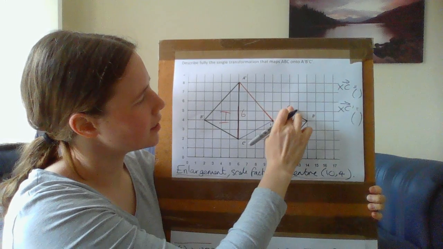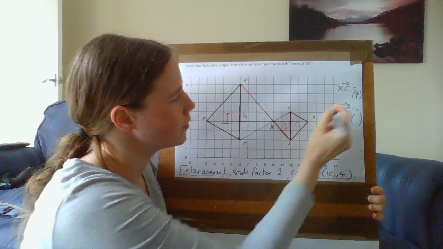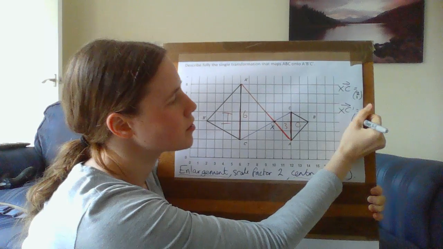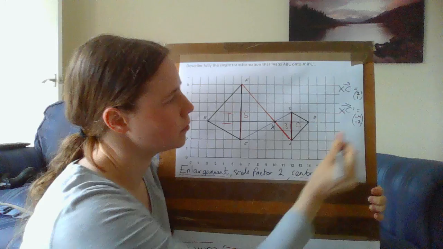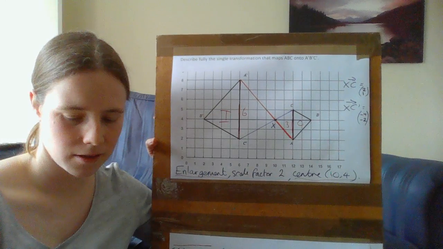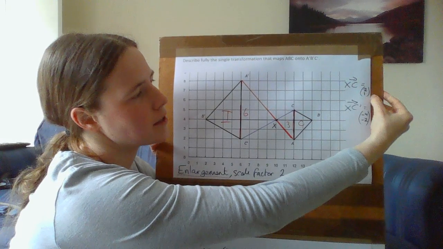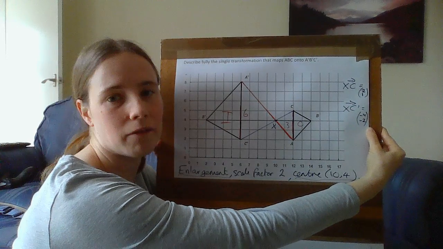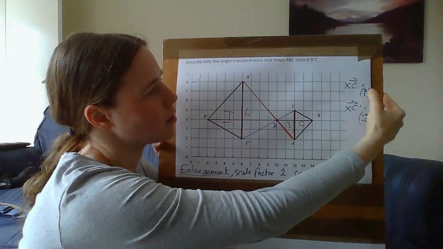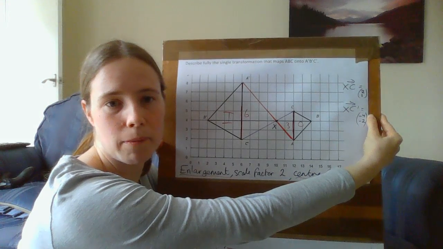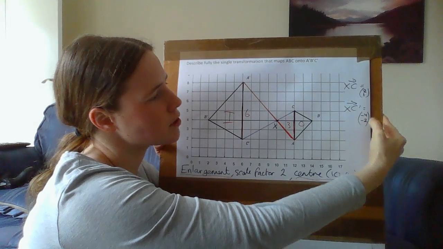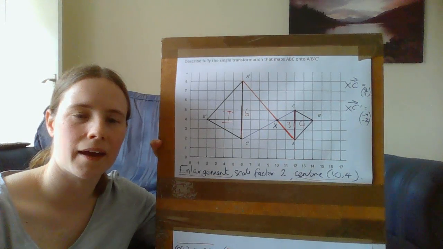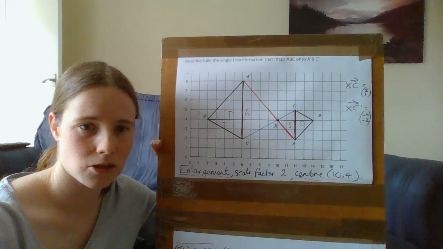So from X to C, it's 2 across, 1 up, so 2, 1. And from X to C', it's 4 back and 2 down, so -4, -2. So what I'm thinking now is, what would I have to multiply this vector by to get to this one? And that will guarantee I get the right scale factor of enlargement. So from 2 to -4, I have to multiply by -2. And from 1 to -2, I have to multiply by -2. So the scale factor of enlargement here isn't 2, it's actually -2.